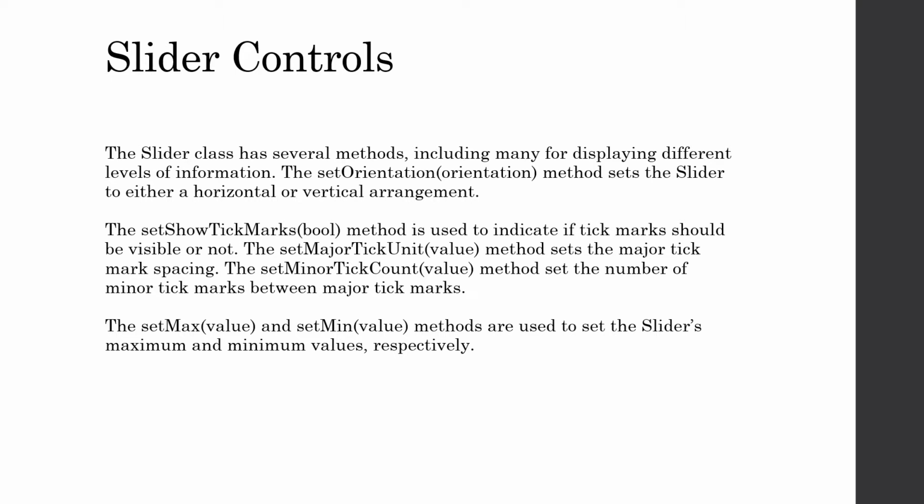The set major tick unit value method is going to set the spacing, the mark spacing for your major ticks. The set minor tick count value method is going to set the number of minor tick marks between the major tick marks. So trying to keep track of all of that. Essentially what we're working with is you might have major tick marks, so very large, very noticeable tick marks at particular intervals that you would consider to be the most important.